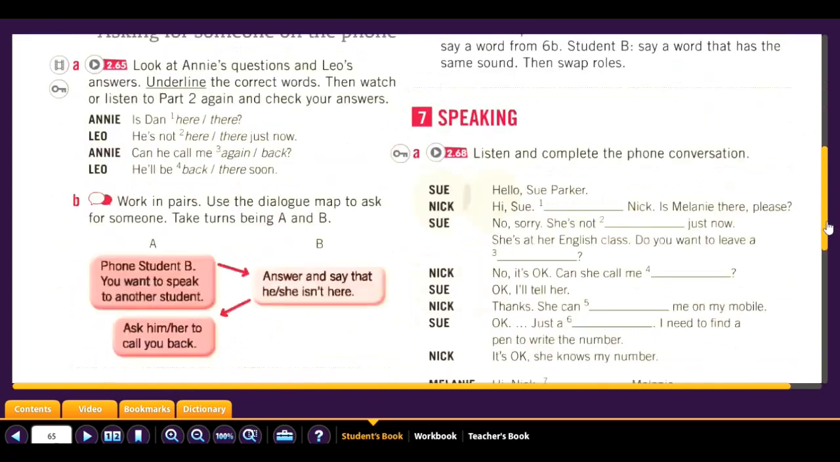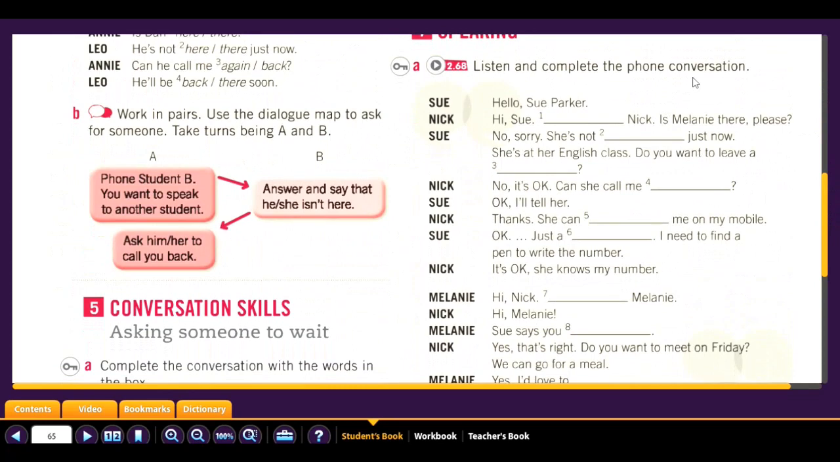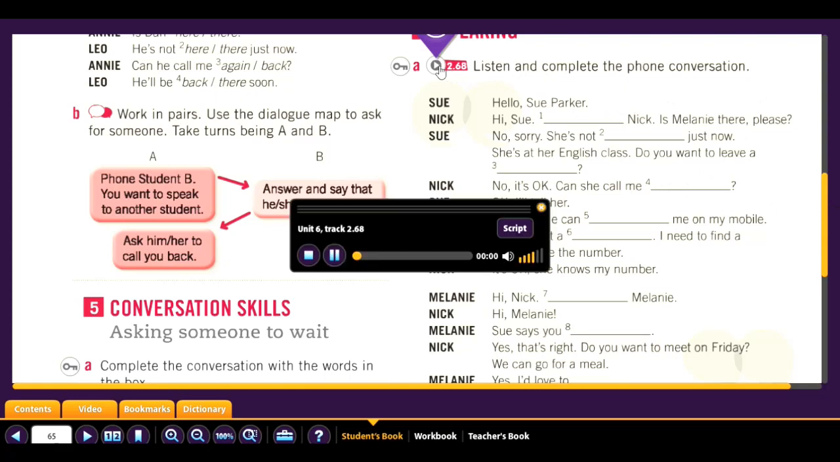Okay, now we continue in speaking. Listen and complete the phone conversation.